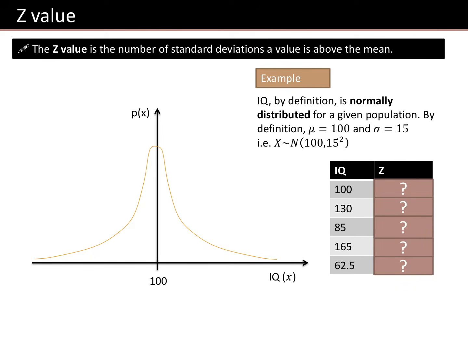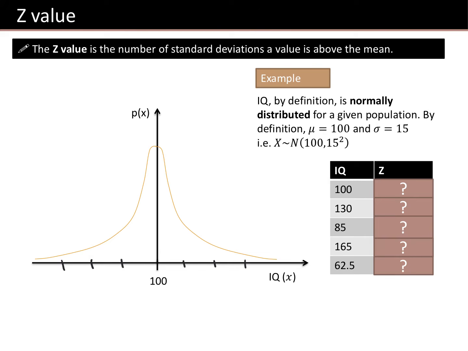So, the Z value, which is what we're going to find out now, is the number of standard deviations a value is above the mean. For example, we normally go about 3 standard deviations above the mean. So if this is 100, our standard deviation is 15. Now each gap is 1 standard deviation.